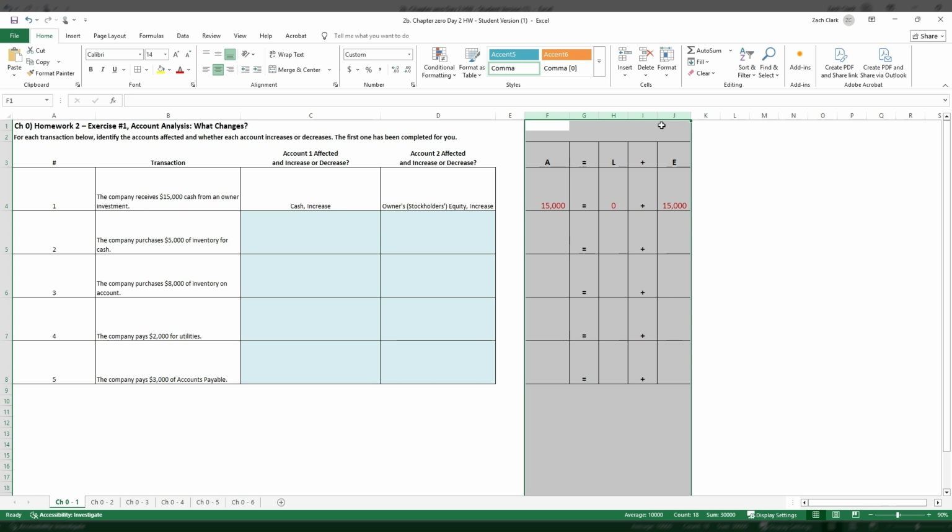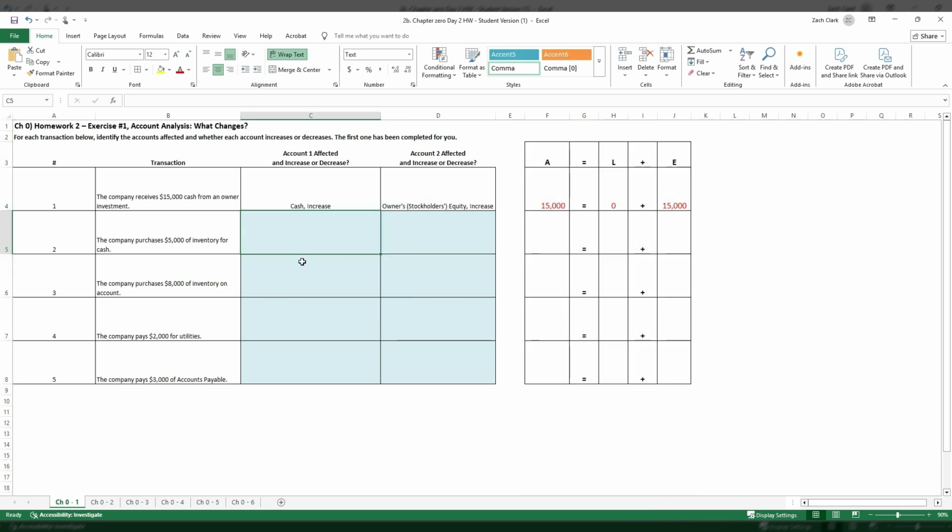Again, you don't need to put this in yourself. I'm just including this as a reference for you all as I explain the homework solutions here. But again, feel free to follow along, put that in if you want to practice a little Excel formatting and setting up tables and whatnot. Okay, so let's jump into number 2.